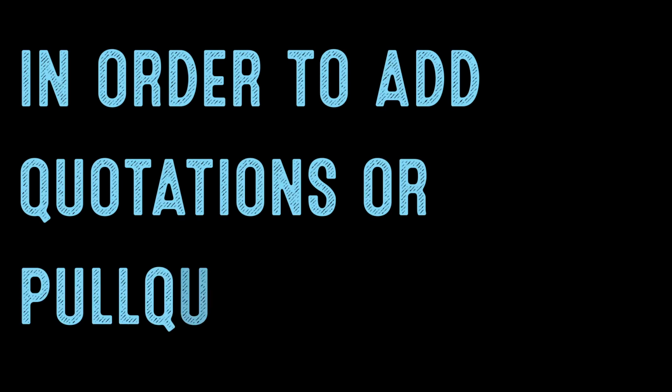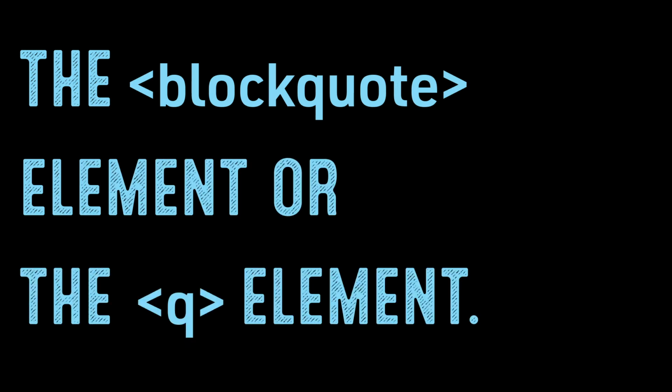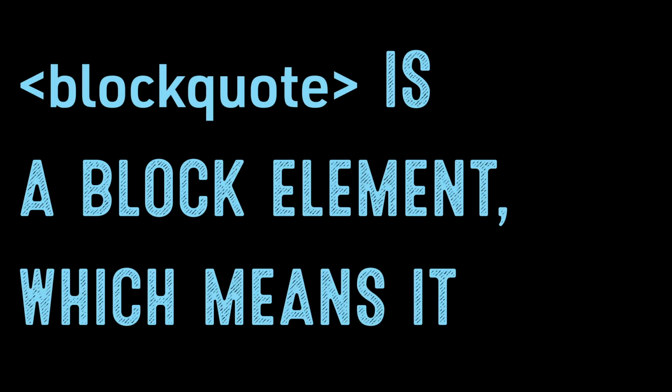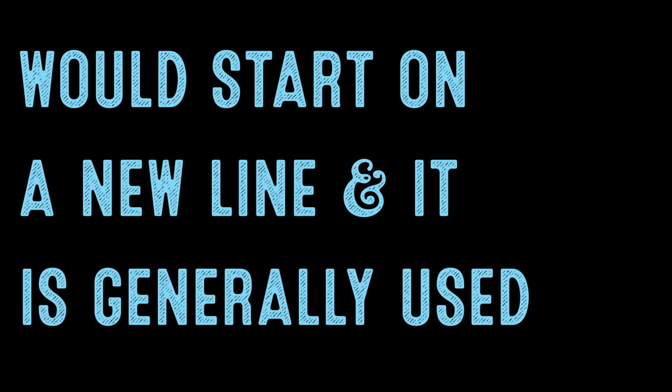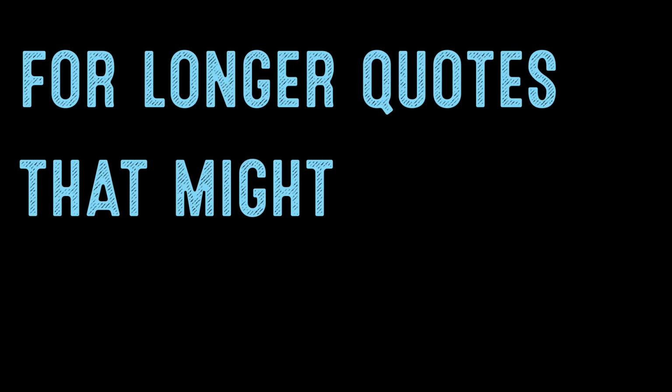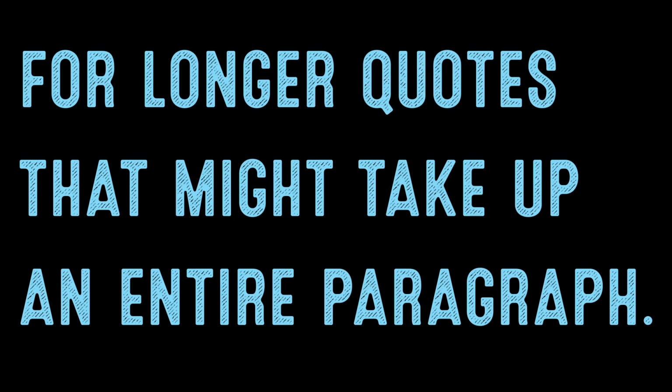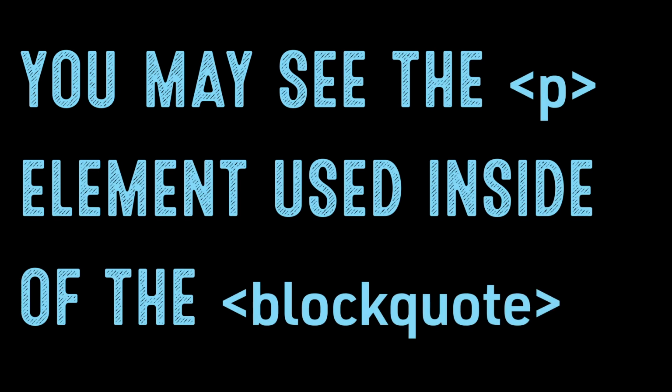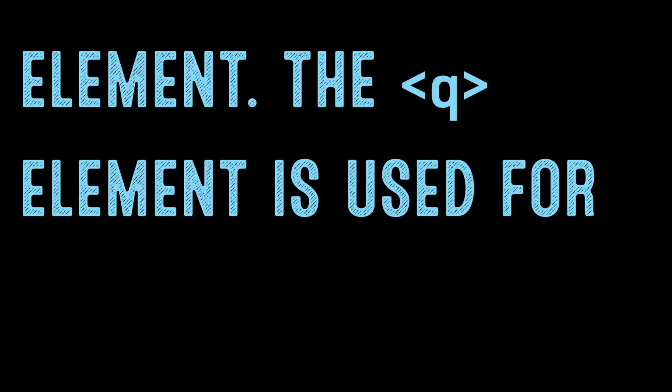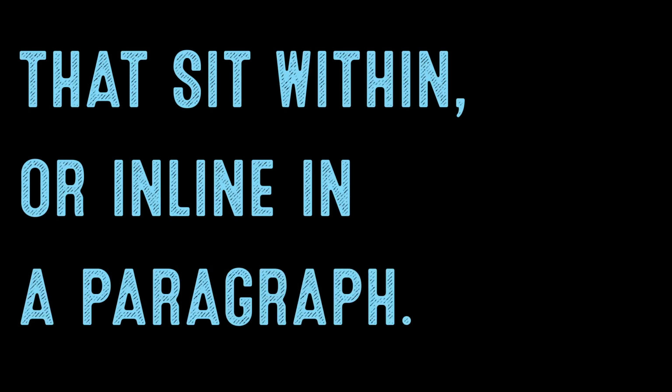In order to add quotations or pull quotes, we use the blockquote element or the Q element. Blockquote is a block element, which means it would start on a new line, and it is generally used for longer quotes that might take up an entire paragraph. You may see the P element used inside of the blockquote element. The Q element is used for shorter quotes that sit within or in line in a paragraph.